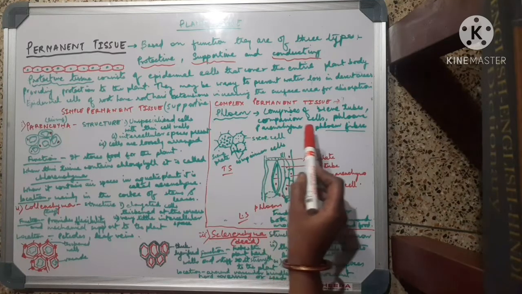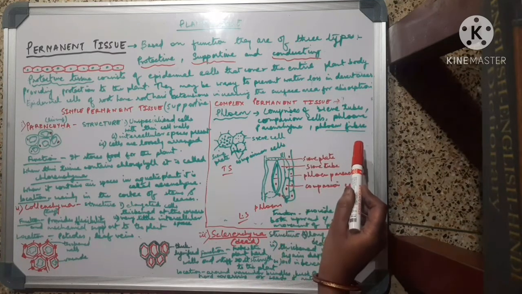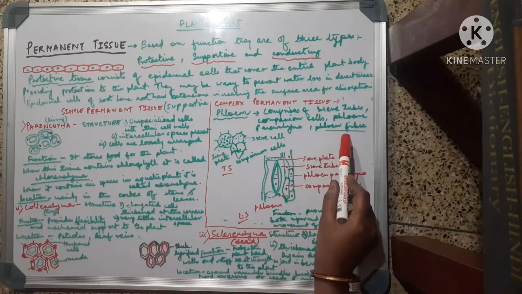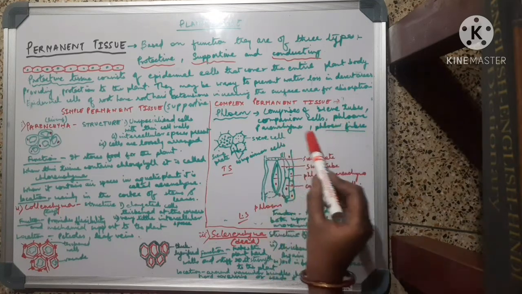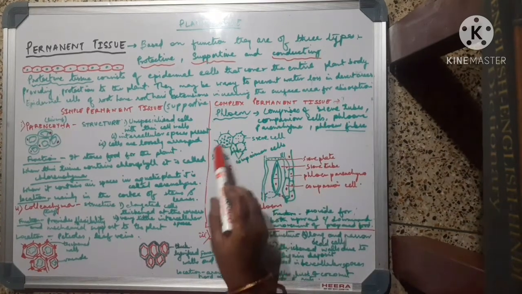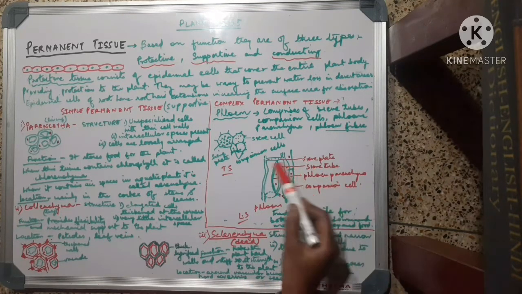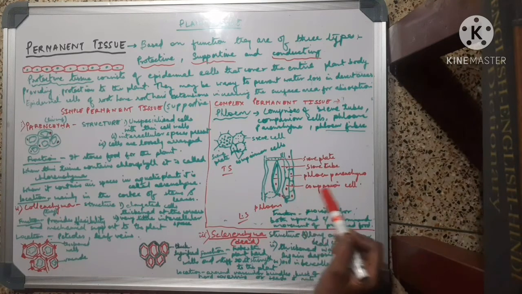Now this tissue comprises sieve tubes, companion cells, phloem parenchyma and phloem fiber. All the cells in this tissue are living except for phloem fibers. Phloem fibers are dead in nature and all the other parts are living. This is a transverse section of phloem tissue and this is a longitudinal section of phloem tissue. Here you can see sieve plates, sieve tubes, phloem parenchyma and companion cells.